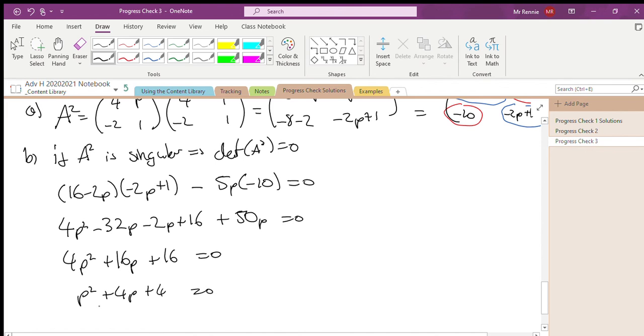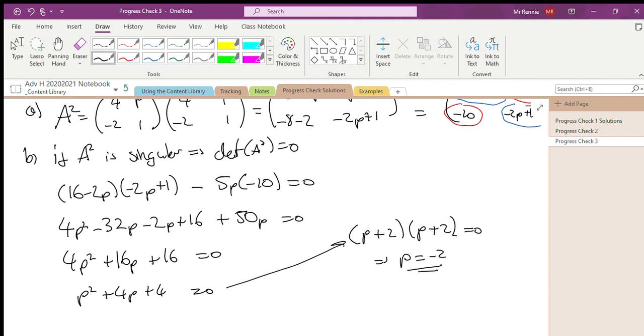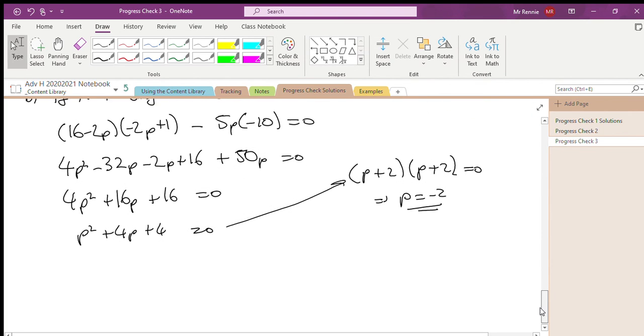That gives me two brackets. I'm just going to go up here and do it. It's going to give me two brackets of p plus 2 and p plus 2 equals 0. Therefore, my answer has to be p equals negative 2, in order for that to work. So that's the value of p that would have made this a singular matrix. Okay, so that's part B there. We get 2 marks for that.